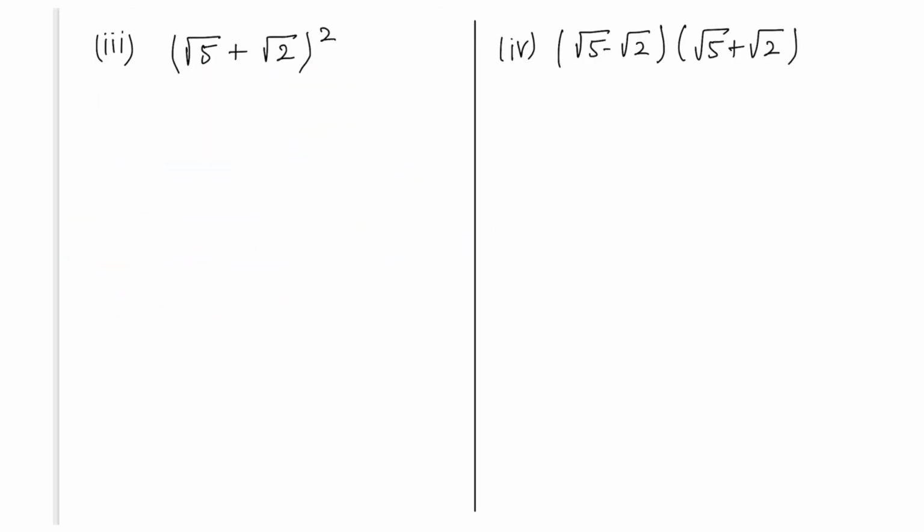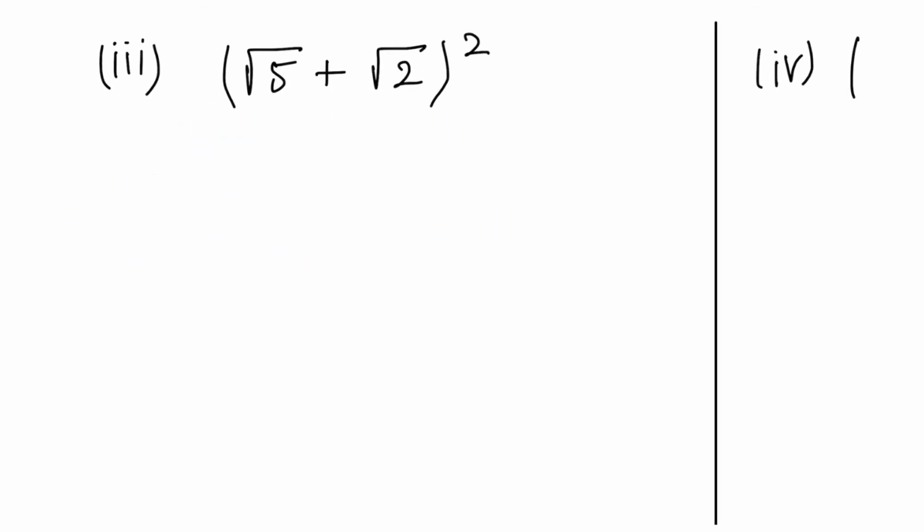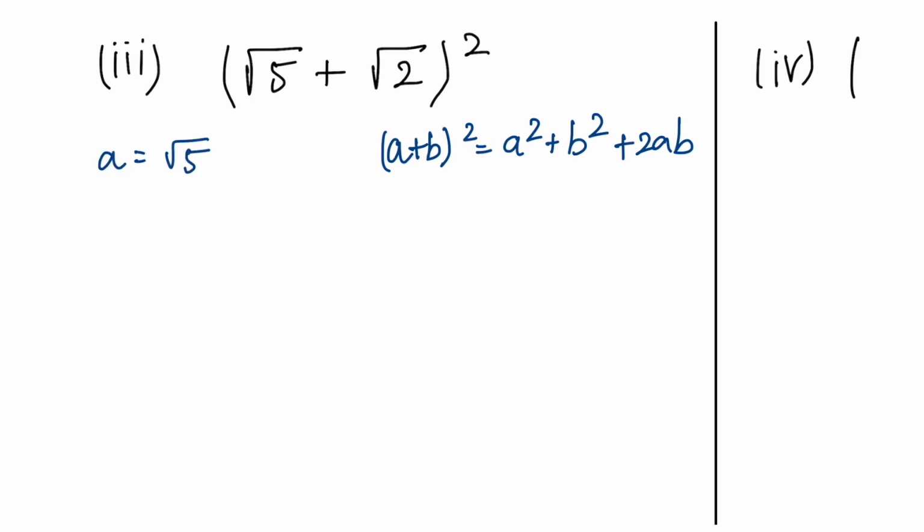Now moving on to the next subdivision here, which is root 5 plus root 2 the whole square, right? We know how to find a plus b whole square, right? A plus b the whole square is equal to a squared plus b squared plus 2ab. It's the most basic formula you could learn, right? So you're just going to apply that here. A equals root 5 and b equals root 2, and it is of the form a plus b the whole square, right?